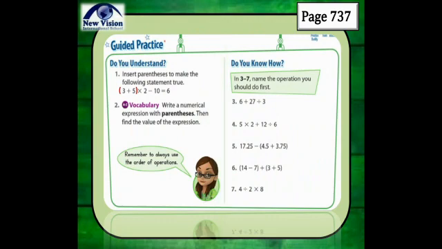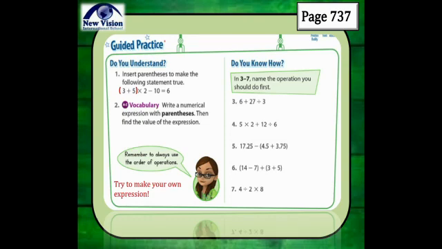Okay, now let us answer guided practice on page 737. Number 1, insert parentheses to make the following statement true. So here we will put 3 plus 5 inside the parentheses. So 3 plus 5 equals 8, times 2 equals 16. 16 minus 10 equals 6. Number 2, write a numerical expression with parentheses, then find the value of the expression. So at this point, try to make your own expression with parentheses. I will check it in your book when you submit it in the group.